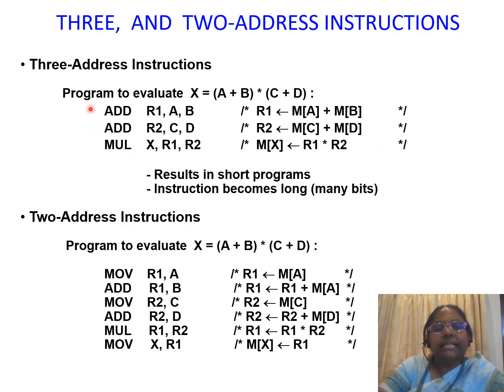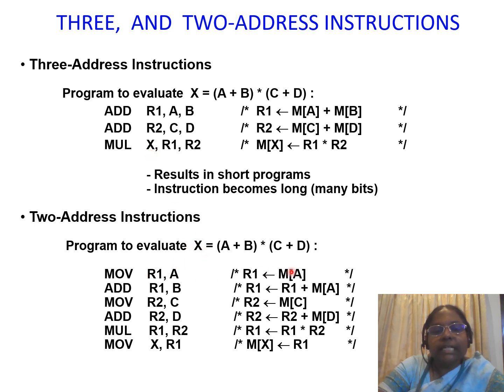Here is an example of how to evaluate the expression X equals A plus B into C plus D with three address instructions. A and B are added and the result is stored in R1. C plus D is added and stored in register R2. Then you have MUL X, R1, R2: R1 and R2 are multiplied and the result is stored in X.